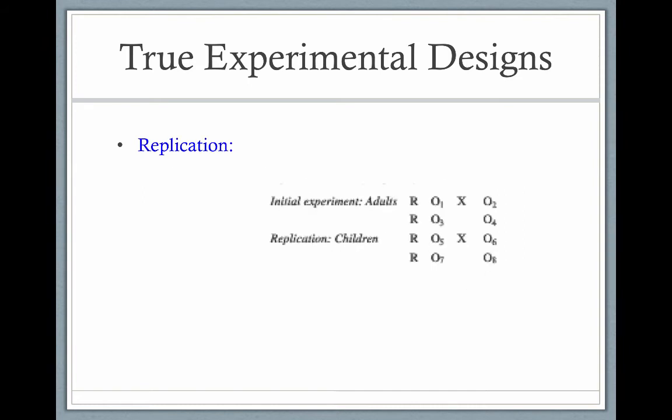Replication, that helps to strengthen external validity. In one example, we have an initial experiment done on adults, and then we have the exact same study replicated in children. So that helps strengthen our external validity. The results we found in adults, we can replicate in children. So the treatment can be used on both adults and children.